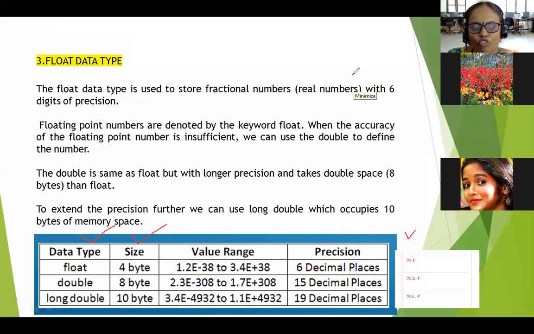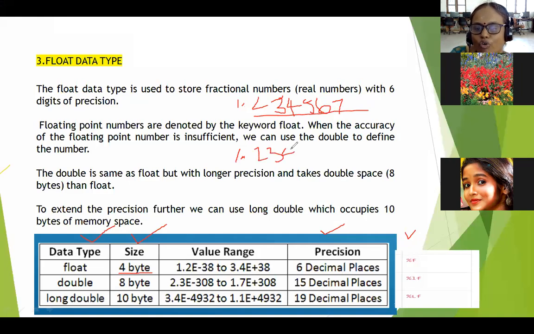Valid size for float. Valid size means obviously for float it is 4 byte only. For float it is mandatorily 4 byte with 6 decimal precision. You all know, 1.2, 3, 4, 5, 6, 7. This is nothing but 6 digits of precision. When I go for 8 digits of precision, 2, 3, 4, 5, 6, 7, 8, 9.